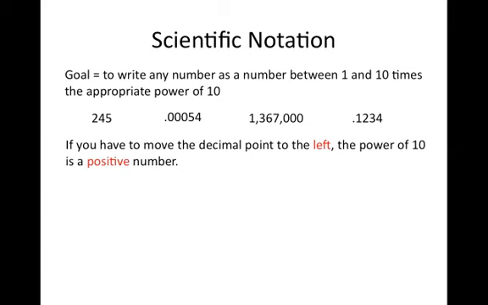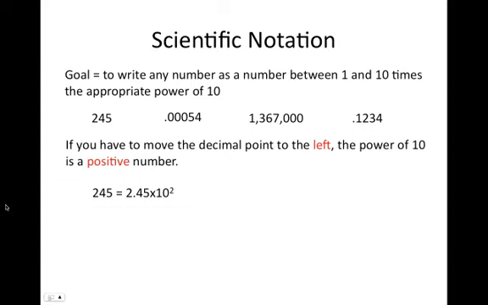In order to put a number into scientific notation, if you have to move the decimal point to the left, the power of 10 is a positive number. We can see this in two of the examples from above. To write 245 in scientific notation, we have 2.45 times 10 to the second. The decimal point, which is normally located here, gets moved over 2 places to the left, so we have 2.45 times 10 squared.